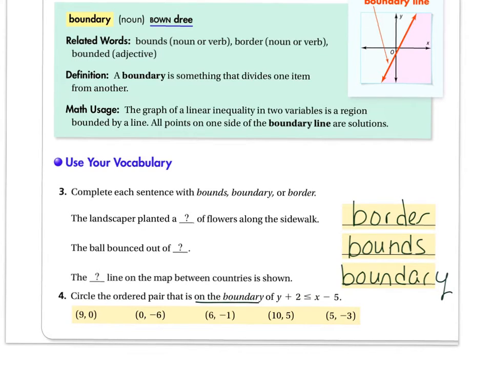Now, on the boundary means it's going to make this a true statement. So which one of the following makes that a true statement? Remember, you're going to put the first number in for x and the second in for y. Well, if you put 6 in for x and -1 in for y, you have -1 plus 2 is less than or equal to 6 minus 5. So 1 is less than or equal to 1. Since 1 is equal to 1, it is on the boundary line because it states the equation for the boundary line.